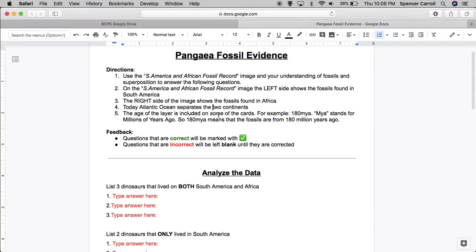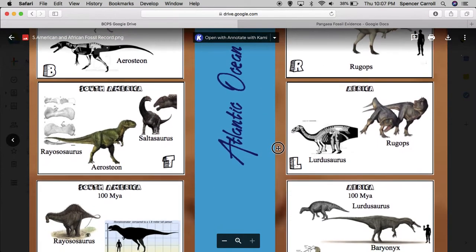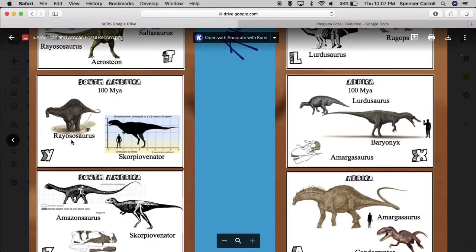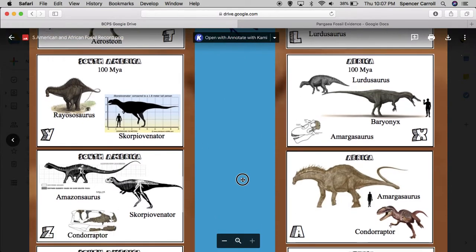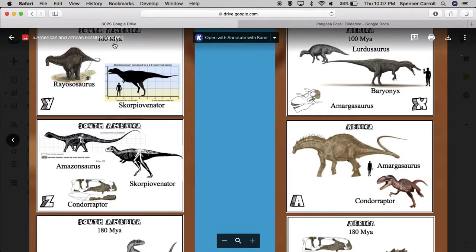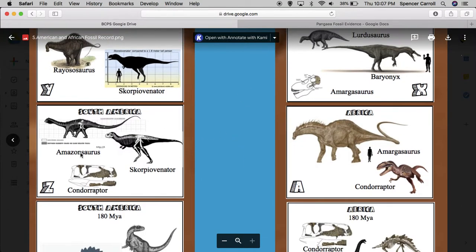Let's go back to our questions though. So step 1 says analyze the data. List 3 dinosaurs that lived on both South America and Africa. All right, so my job will be to scan through the fossils and be looking for dinosaurs that are the same on both sides. All right, looking down. Not seeing any connections yet. Oh, looks like I might be lucky here. Let's see. 100 million years ago. Lutrosaur. Nope, no matches. But underneath that layer, I'm seeing Condoraptor and Condoraptor. It looks like right here I'm seeing one of my matches.